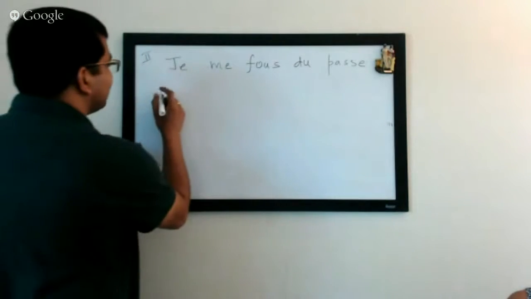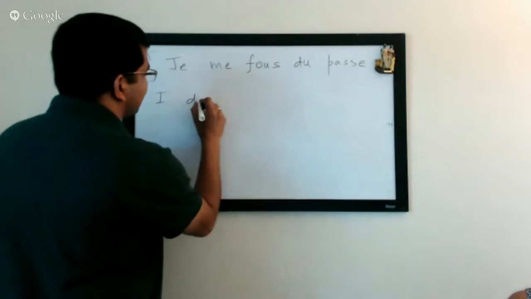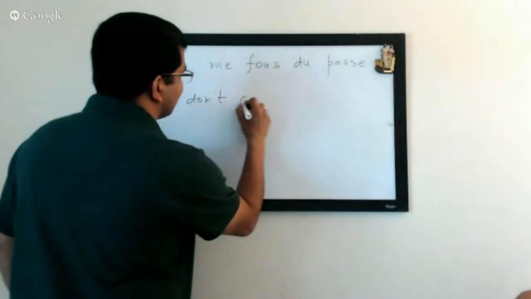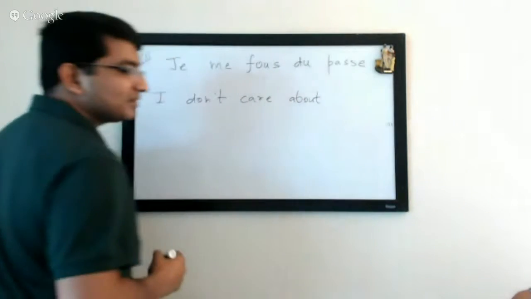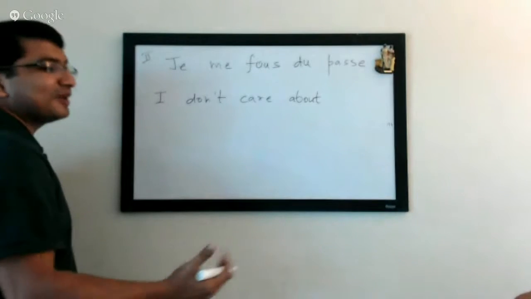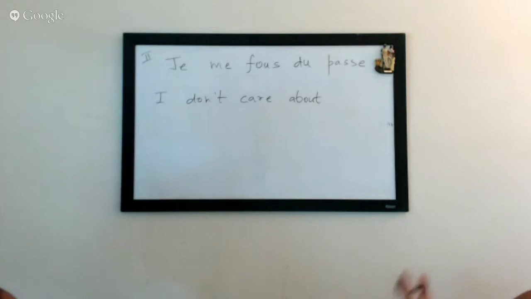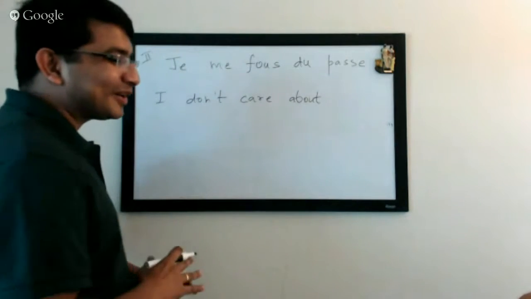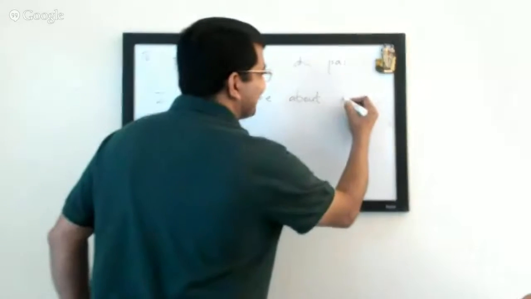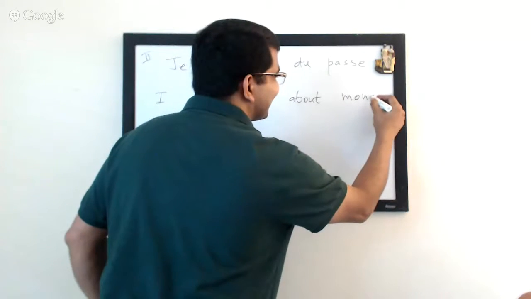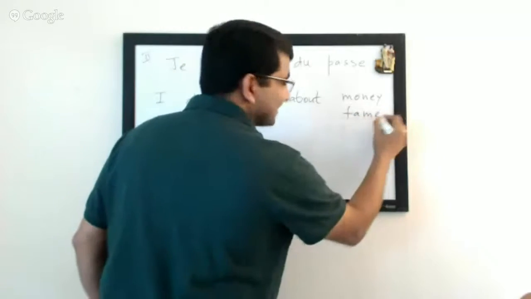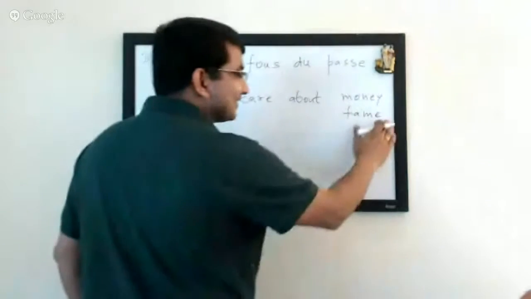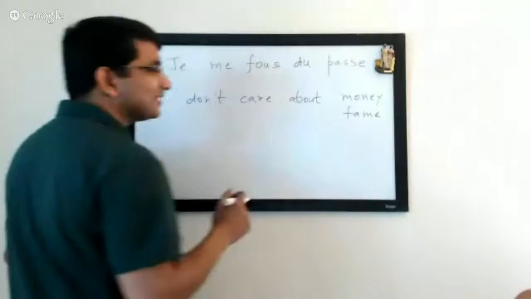So I don't care about... say something which you genuinely don't care about. Forget about money. Money, okay. What else? Fame. I don't care about fame. Okay, what else? I mean, people say I don't care about politics. Oh, really? I mean, I care about politics when people say that. Okay, what else?